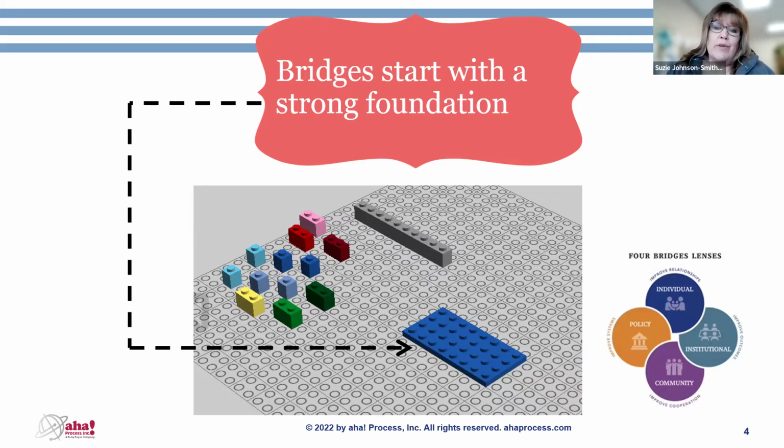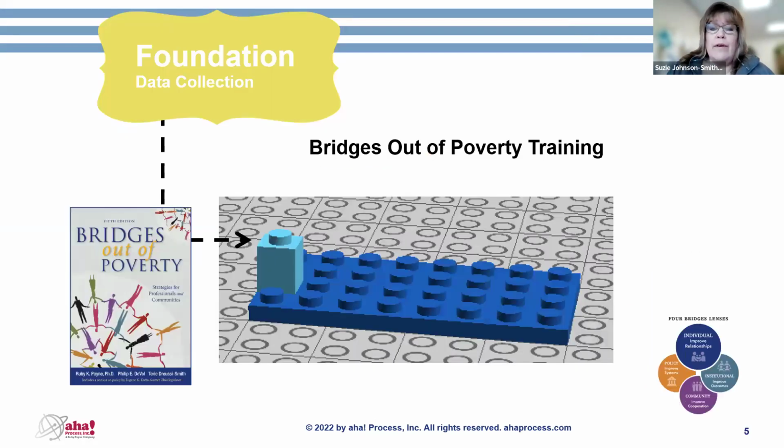So again, what happens when we don't have a strong foundation to something? Then typically it would crumble. So your strong foundation begins the model. And then the very first piece of the model, you'll notice that the individual lens has two columns. One is for the resourced individuals and the other is for the under-resourced individuals. So let's talk about the first column.